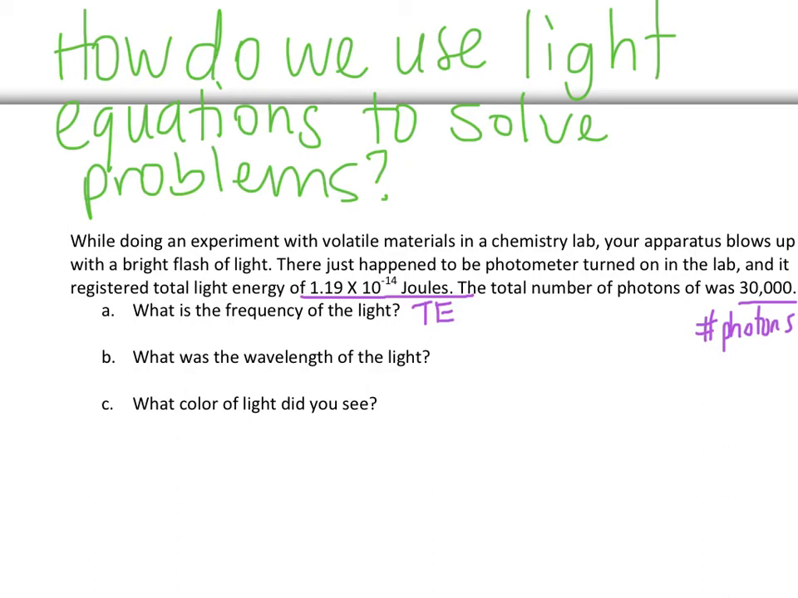They gave us 2 things, and there are 3 parts. First thing they want us to find is the frequency. So we need to look for V, the frequency. And then the next part, it says we want what was the wavelength of light. So we want to find lambda, the wavelength. And then it says what color of light. So based on the wavelength, we're going to also answer what color that is. So let's just start working out part A.